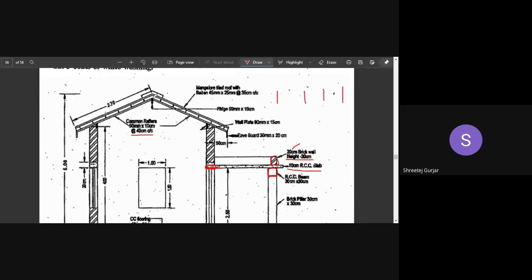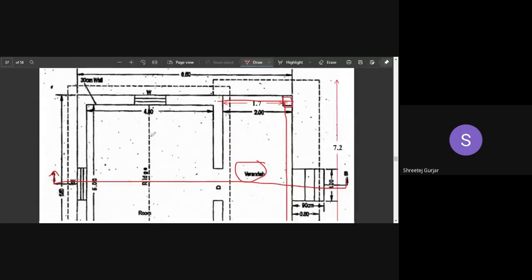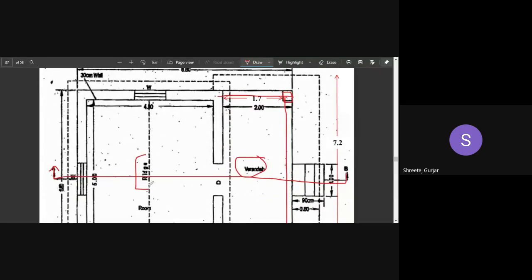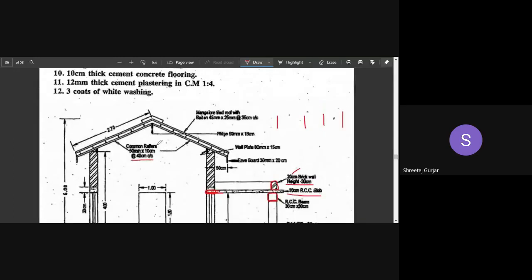Then this is your ridge, which is shown in your plan also. A ridge is provided at the central part. Let me look into how much that is. It is 50 mm by 18 centimeters, and the common rafter is 50 mm by 10 centimeter.